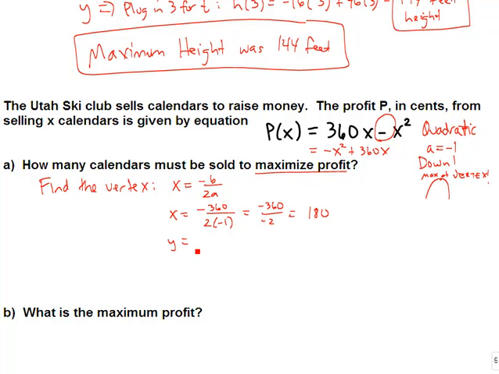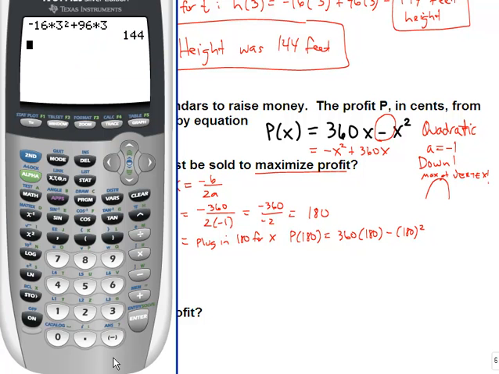Let's go ahead and find the y value. To get the y value, we're going to plug in 180 for x into our function. So we're really finding P of 180. So 360 times 180 minus 180 squared. So on my calculator, we want 360 times 180 minus 180 squared. And we get 32,400.